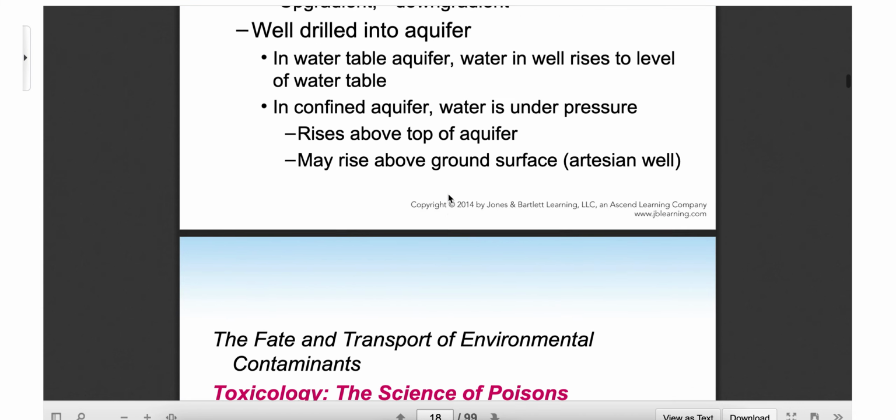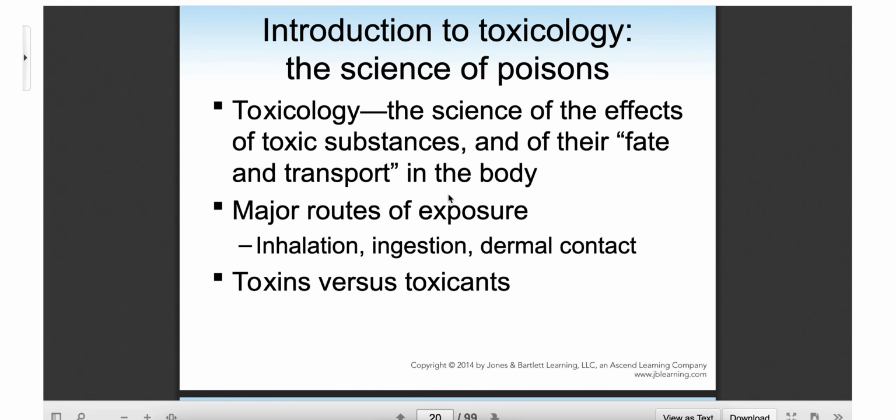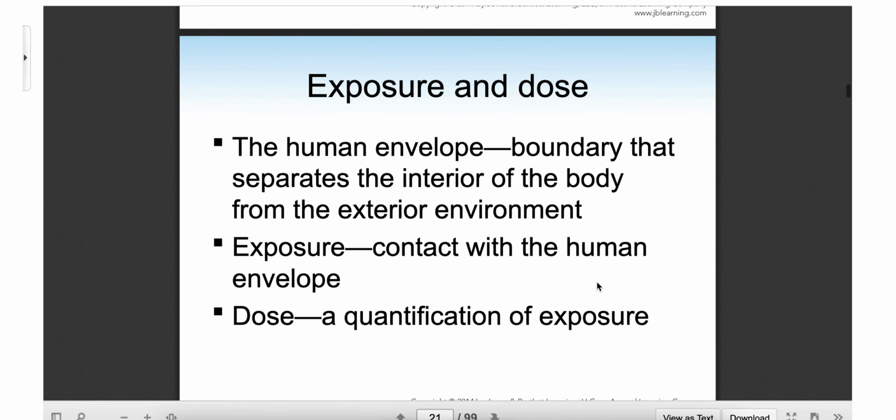And so again, your book continues to talk about that, and then it moves into toxicology, the science of poison. So that's really what you're looking at with toxicology, things that poison us. Some things that we have may not be toxic in small levels, but as they build up over time they could be. And this could be through inhalation, ingestion, or even through the skin. We can actually absorb things through the skin. And so the amount of exposure and the dose that we receive matters. The exposure is how much time you were in contact with that, and the dose would be how much of it was there.